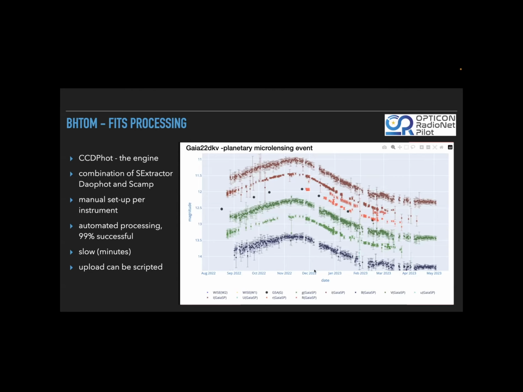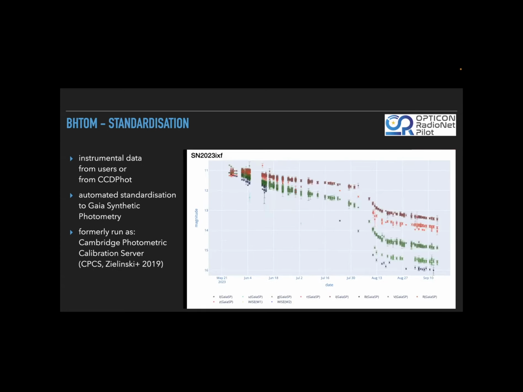Moreover, I don't have a slide showing this, but each data point carries the information of which telescope was used and who actually was the observer. So this preserves all the credits for people providing the observations, and this is also then used in the publications. And then the standardization I mentioned, this is another example of a transient we observed with our network.